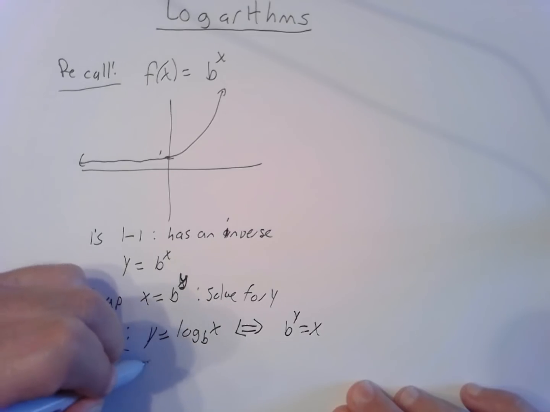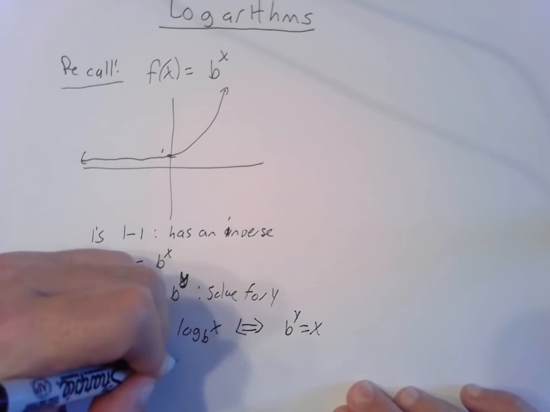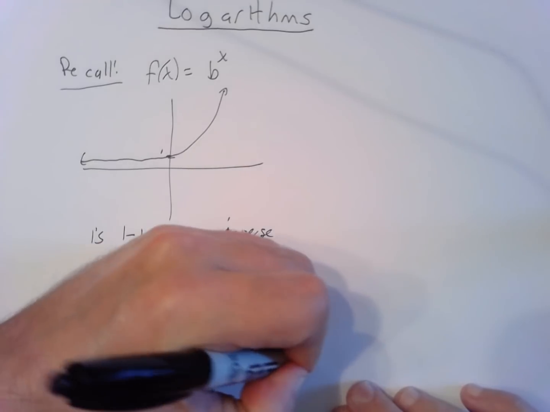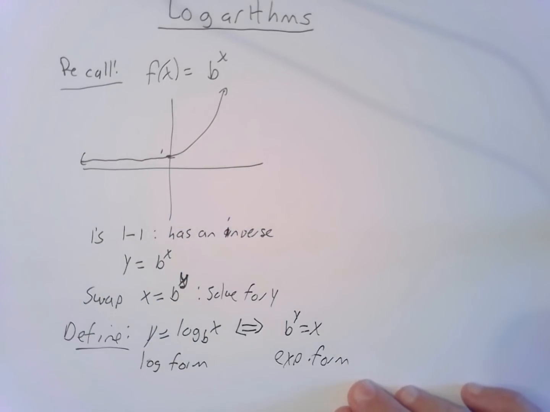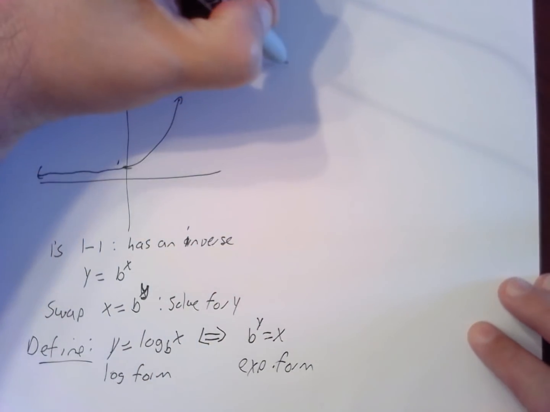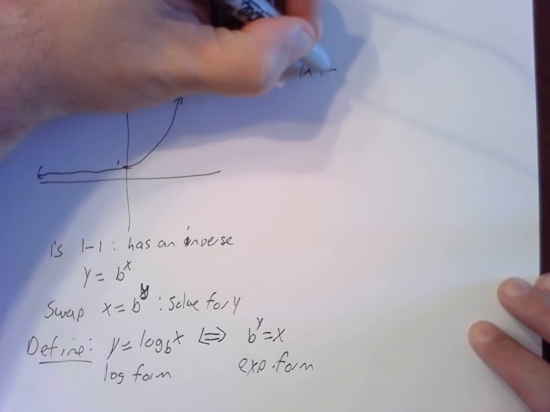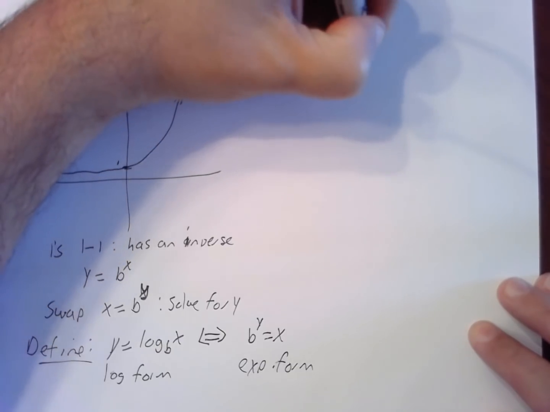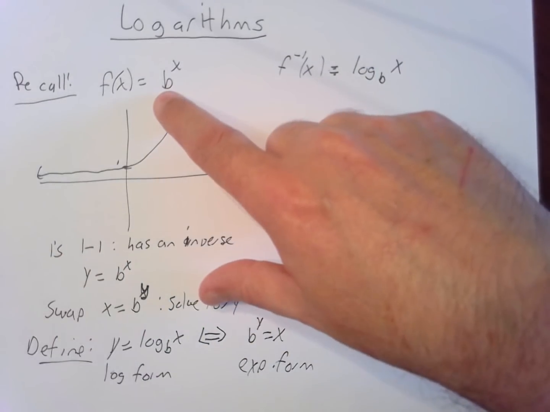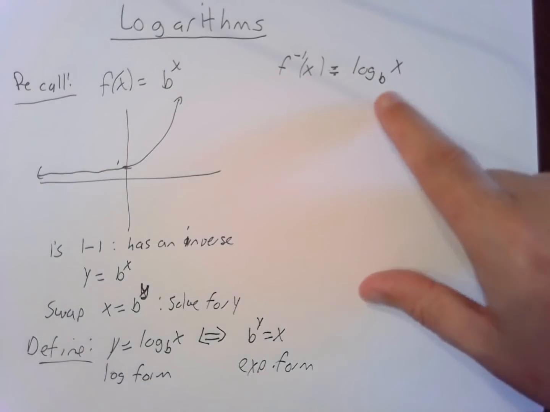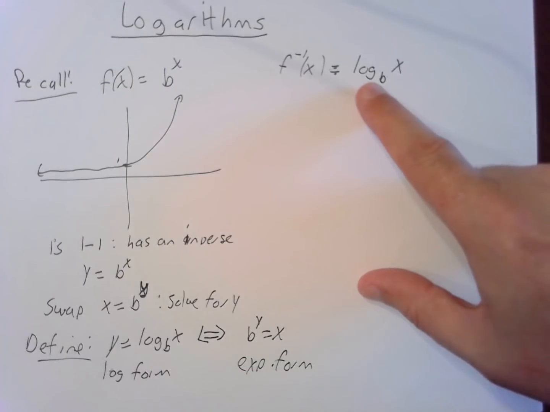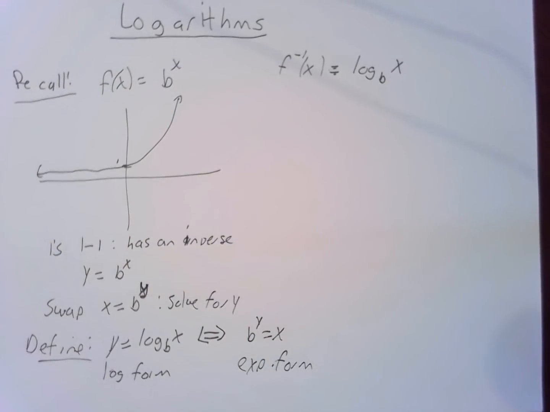We call this log form, and we call this exponential form, of the same information. So the inverse of this exponential, f inverse of x, is log base b of x. So just like b in my exponential was my base, over here b is the base of the logarithm. So if this were 3 to the x, this would be log base 3 of x.